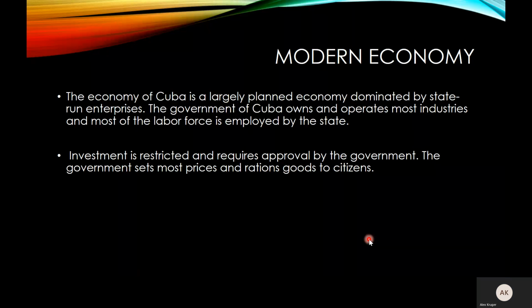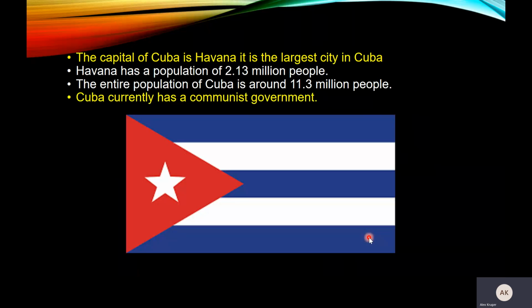The government sets most prices and rations goods to citizens. So prices aren't set by the market like they are in our country. The government chooses prices. And then they ration goods and say, hey, you get a pound of rice a week or something.